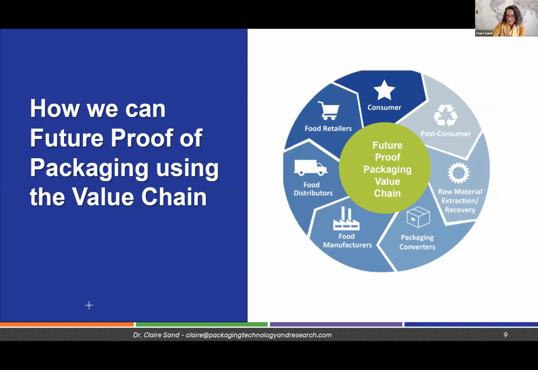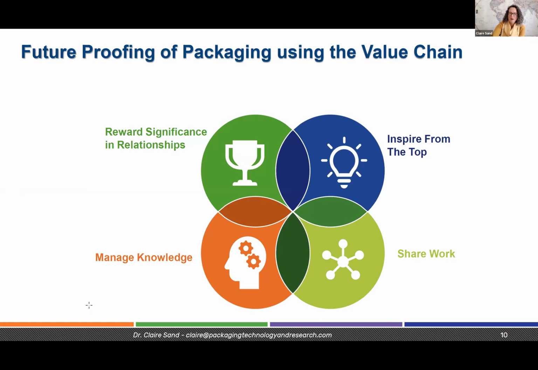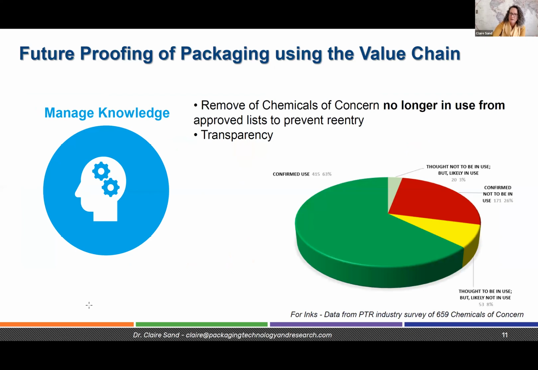So let's talk about the value chain though, because that's what we really want to hear about, and some solutions. These are the 4 basic things that we talk about with the value chain: rewarding significance, inspiring from the top, managing knowledge, and sharing work. So I'll be going through some examples within these.